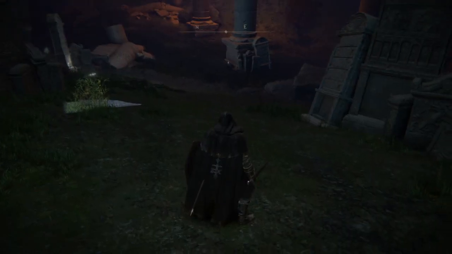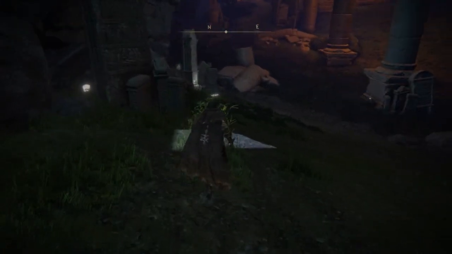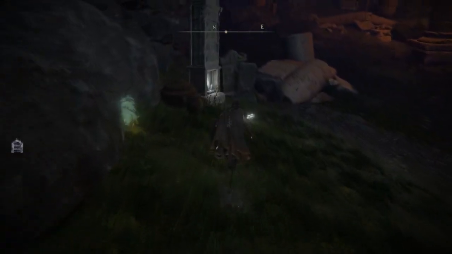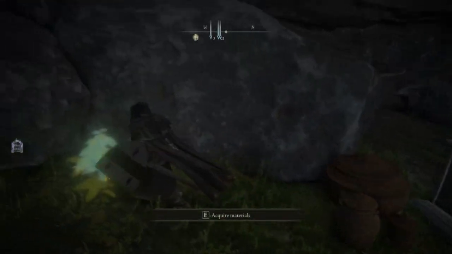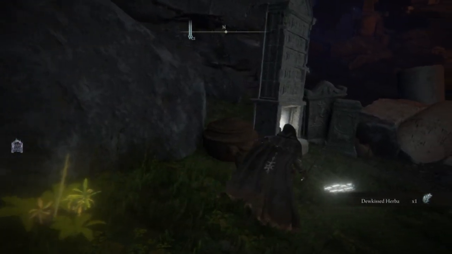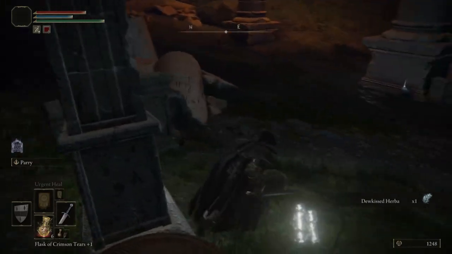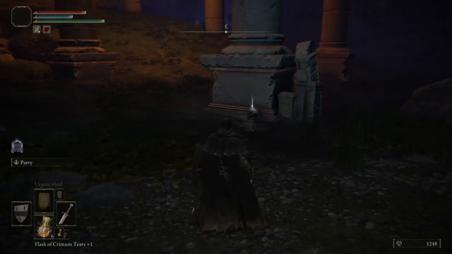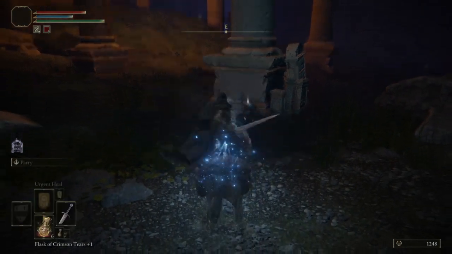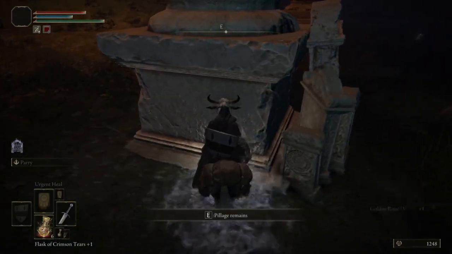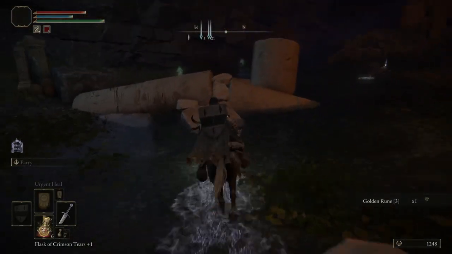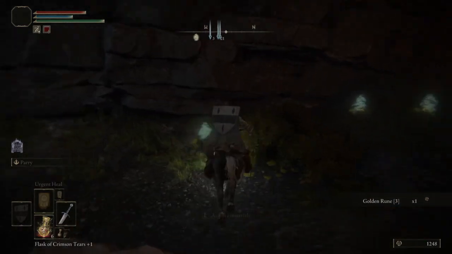Is there no map? I feel like there's no map. Yeah, I'm just getting some stuff. Hopefully I get some good stuff.